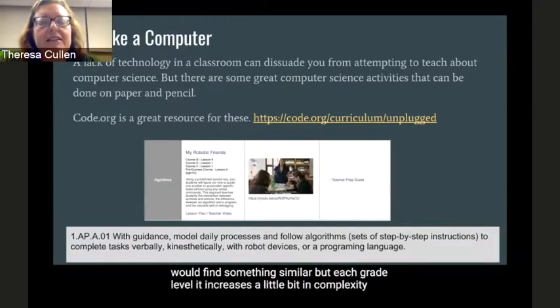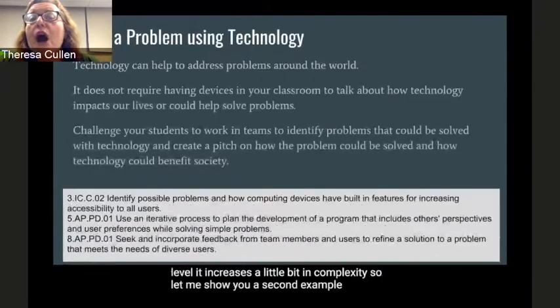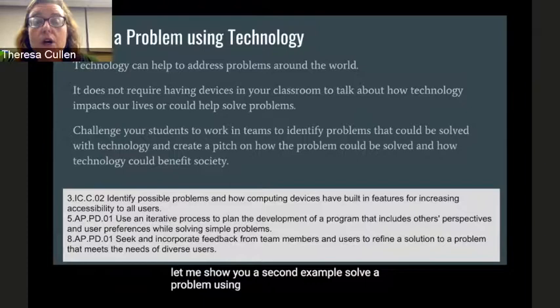So let me show you a second example. Solve a problem using technology. Technology can help us to address problems around the world, and it does not require having devices in your classroom to talk about how technology impacts our lives or could help solve problems.